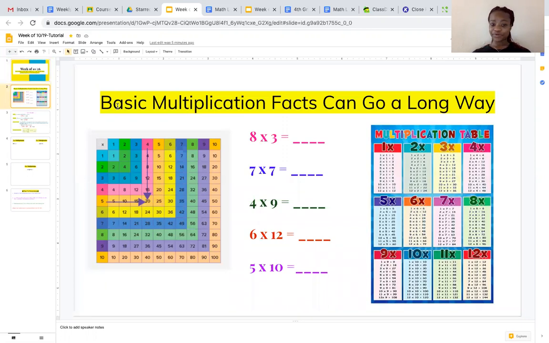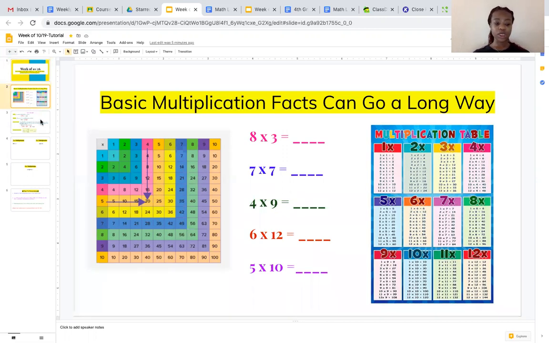As I've said previously, it is incredibly important that your child is constantly studying and memorizing the multiplication table. These basic multiplication facts are going to help your child really move along nicely as the problems get more and more difficult.